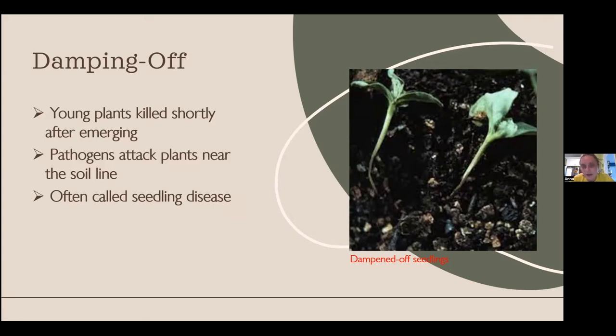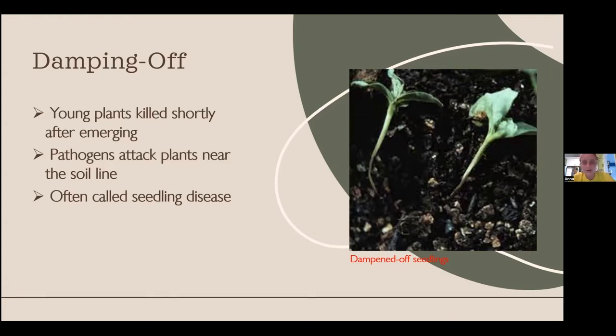You see how up at the top of the seedlings, those stems are nice and plump. They look round and strong. And then once you get down to the soil line, they turn into a brown, stringy mess. That's because the pathogen is impacting that plant tissue right at the soil line. It's often called seedling disease, and this we'll talk about a little bit later too.